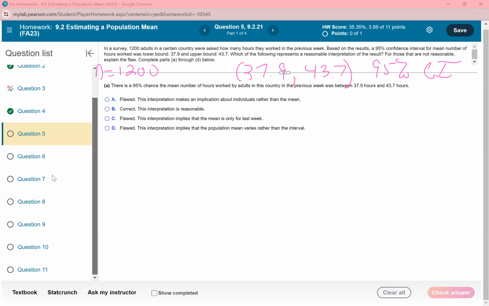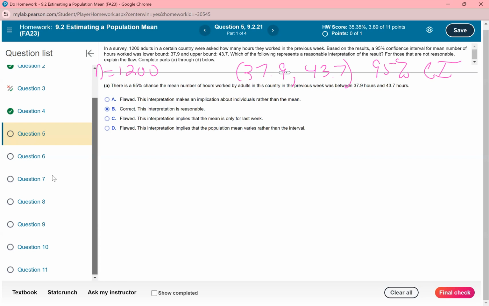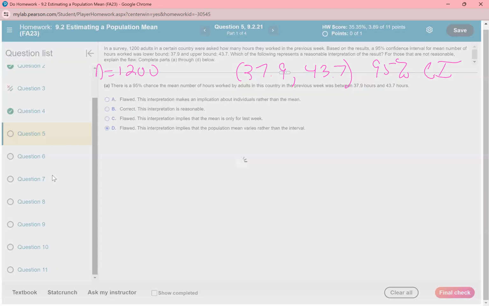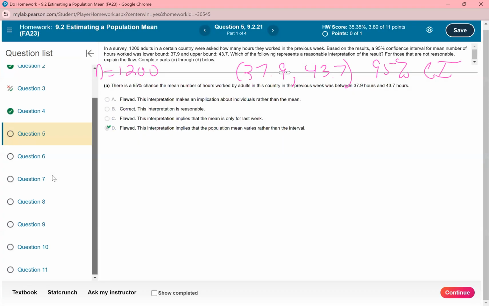I am going to go with correct. No. Flawed, because it's an implication about individuals. Interpretation implies the mean is only for last week. The population mean varies rather than the interval. That was a weird question, y'all. Okay.